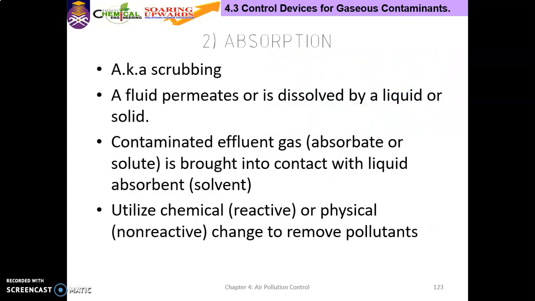Okay, next is absorption, also known as scrubbing. Some of the equipment you have seen before because it also can be used for particulate. So again, for absorption, the contaminated effluent gas, known as absorbate or solute, is brought into contact with liquid absorbent, known as solvent.